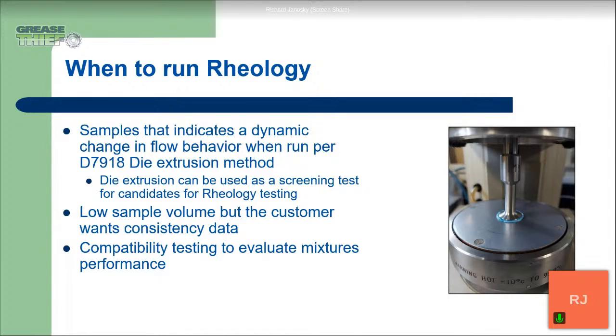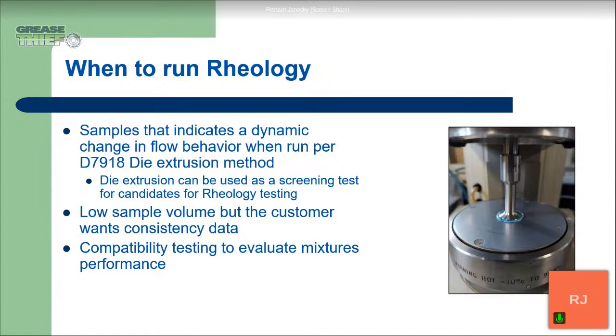Rheology also is helpful for low sample volume. If the customer wants consistency data, but they don't have a lot of sample, the standard D7918 does outline how much grease is necessary to get a full die extrusion run. Sometimes you don't have enough grease to do that appropriately or per the standard, but there's plenty enough grease to do that advanced consistency testing. So it's a lower volume required for the testing.